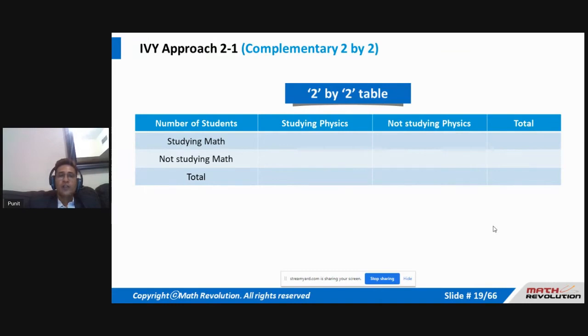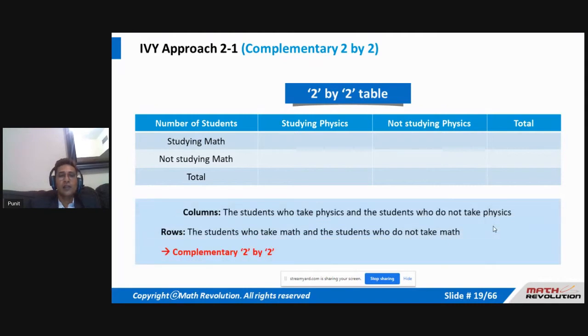So the complementary 2 by 2 table, as it looks right now, has the number of students who are studying math and who are not studying math. So we have two categories from the same one, math and non-math. And on the columns, we have studying physics and not studying physics. So there could be students studying math and physics both, math and not physics, not math and physics, and not math, not physics, so it is like neither math nor physics. And then we have a total. So this is how the 2 by 2 table looks.